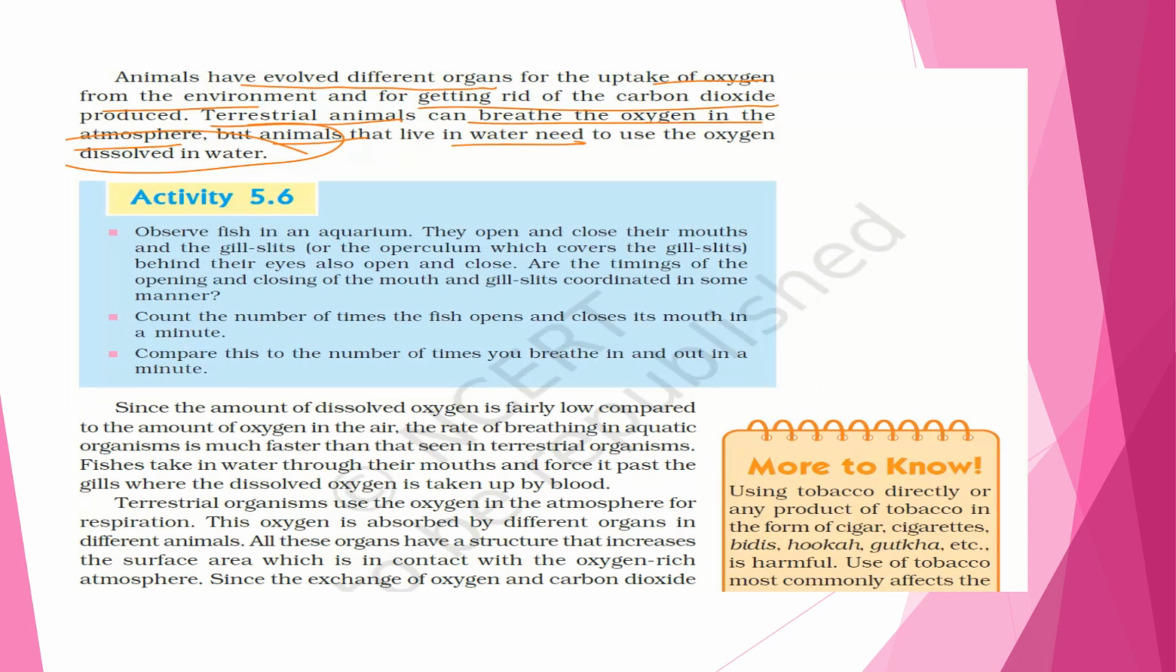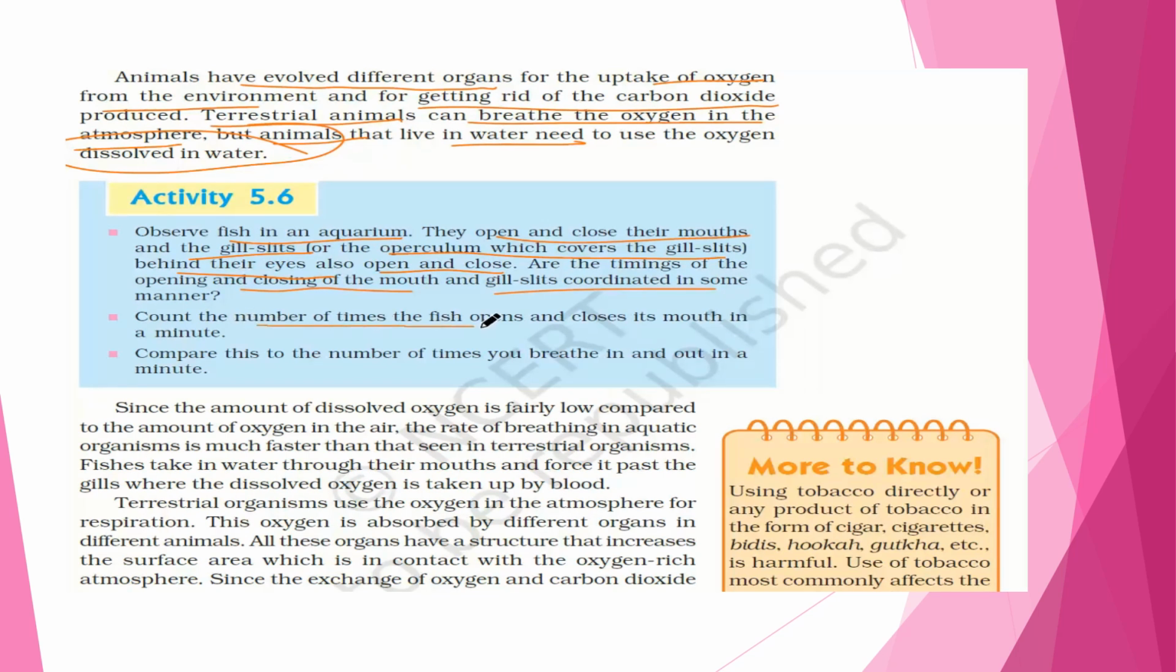Right. So observe a fish in an aquarium. They open and close their mouths and gill slits. If you observe a fish, you can see that they are opening and closing their mouth and their gill slits, or the operculum which covers the gill slits, behind their eyes also. So are the timings of opening and closing of the mouth and the gill slits coordinated? Coordinated means, are they happening at the same time, or at different times? When the mouth is open, then only the operculum also moves. Just observe that in an aquarium.